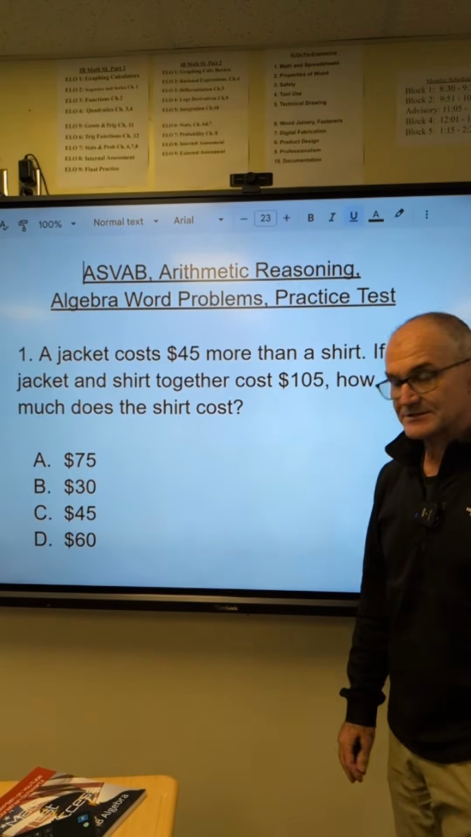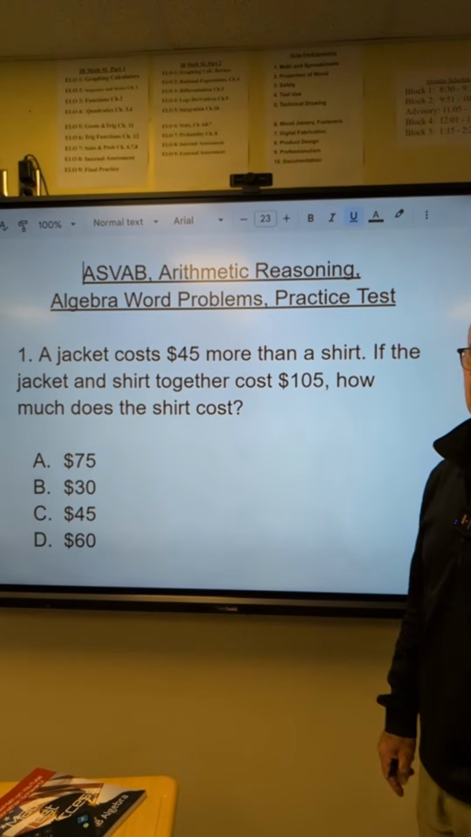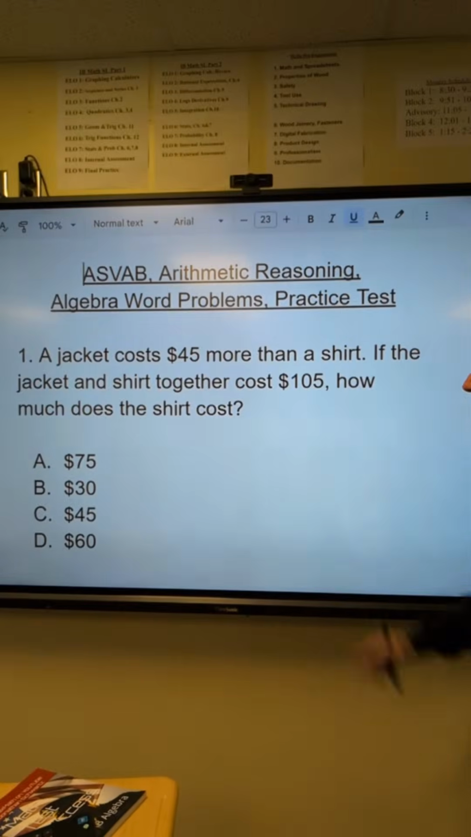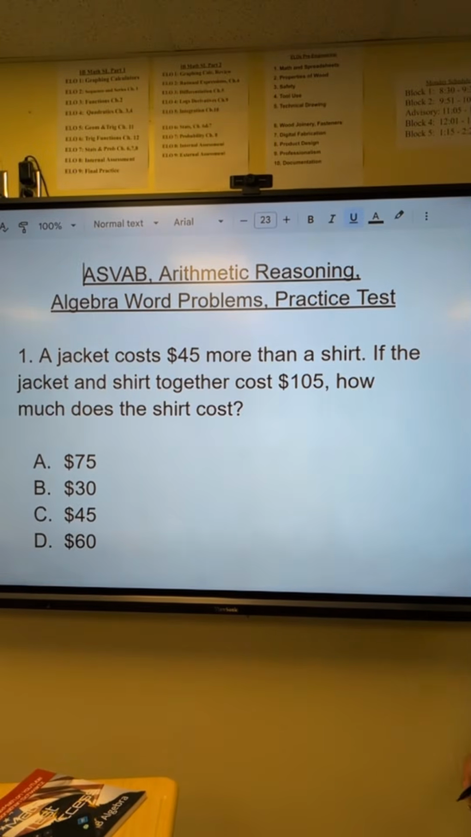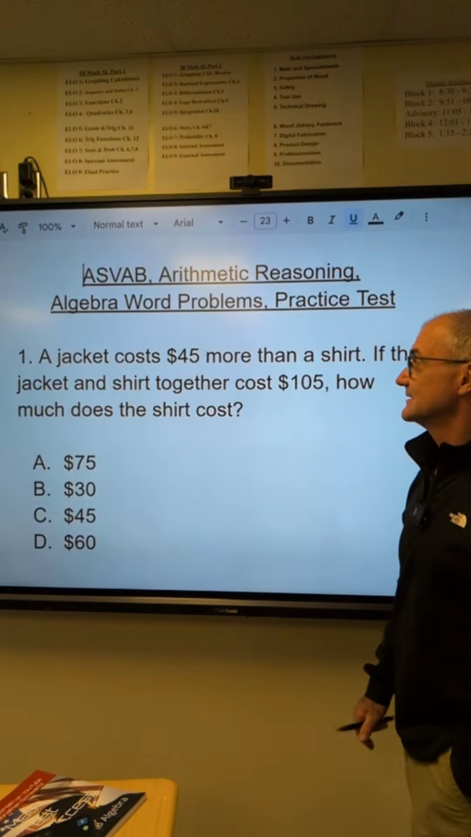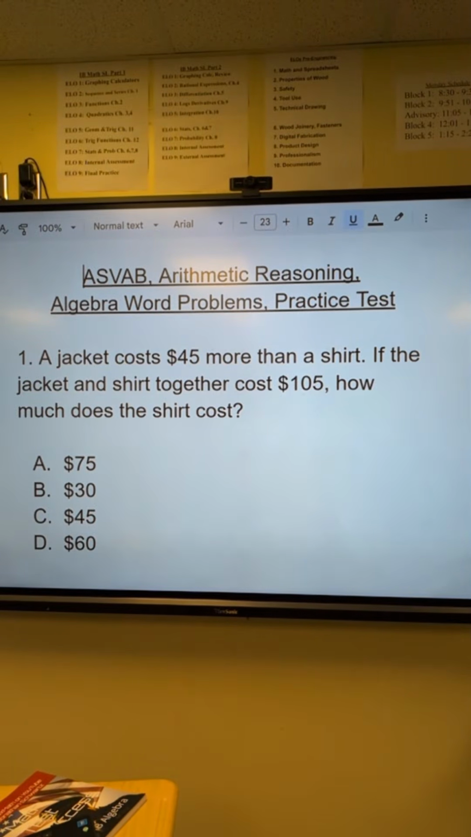Four minutes till it starts. So I think I'll just go ahead and have you try this problem on your own. Make sure you have paper and pencil out in front of you. If you do, try and solve this problem, and then we'll go through it together. I'll give it a minute or two while you're trying to solve this ASVAB arithmetic reasoning problem.